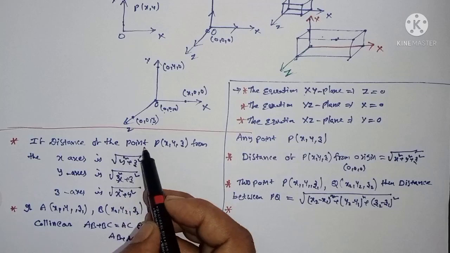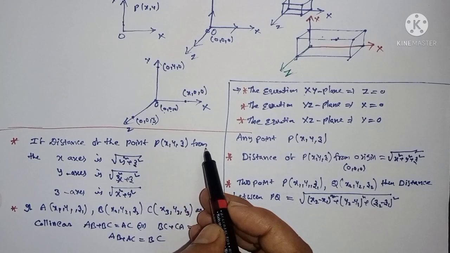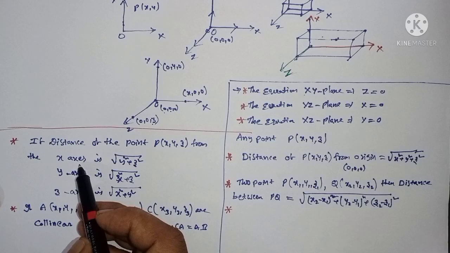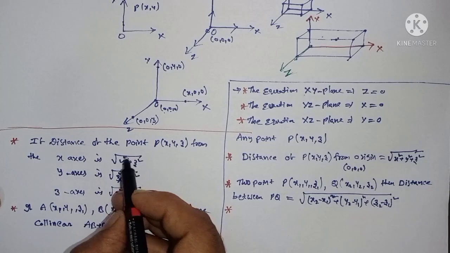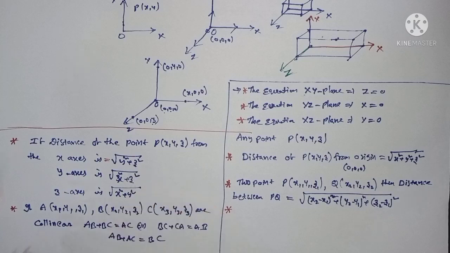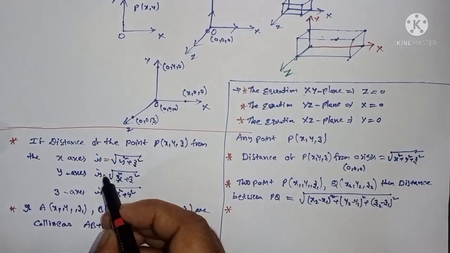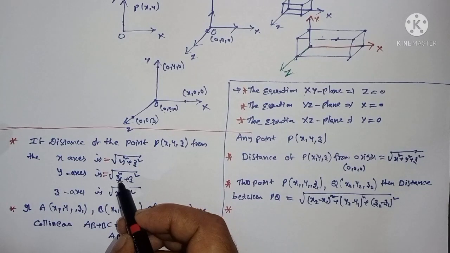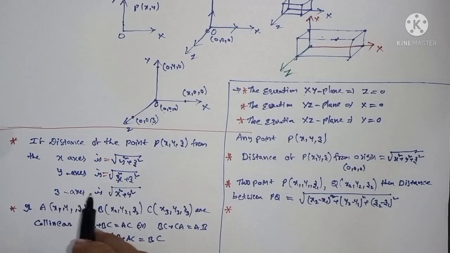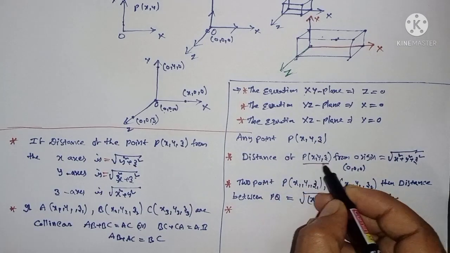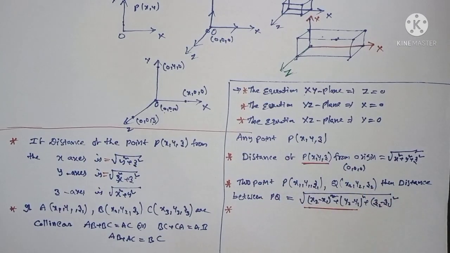If the distance of the point P of x comma y comma z from the x-axis, the formula is root of y square plus z square. It means on the x-axis the x is 0, so only y square plus z square. For the y-axis it is under root of x square plus z square. For the z-axis it is x square plus y square. These distances are the most important, these terms are very important.